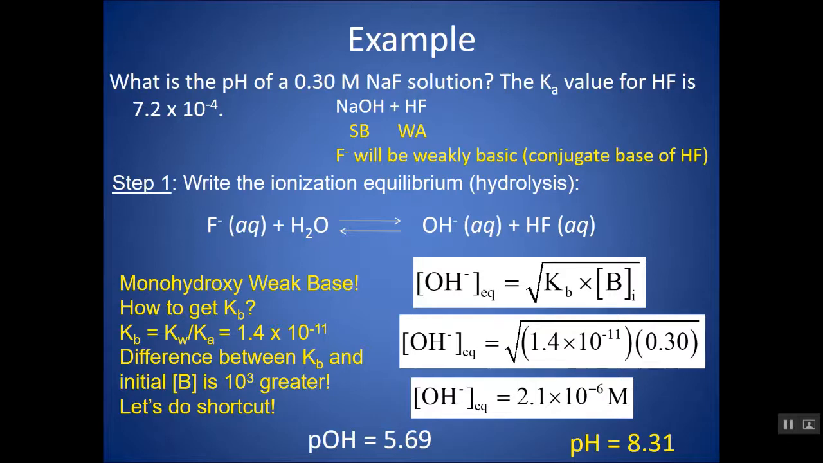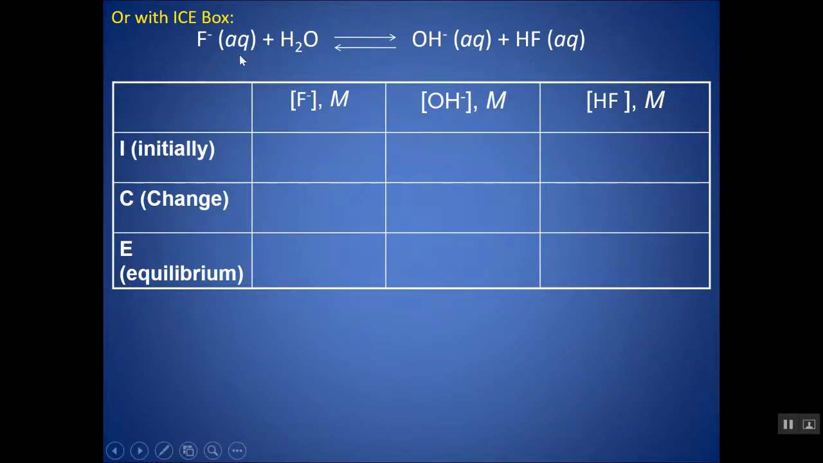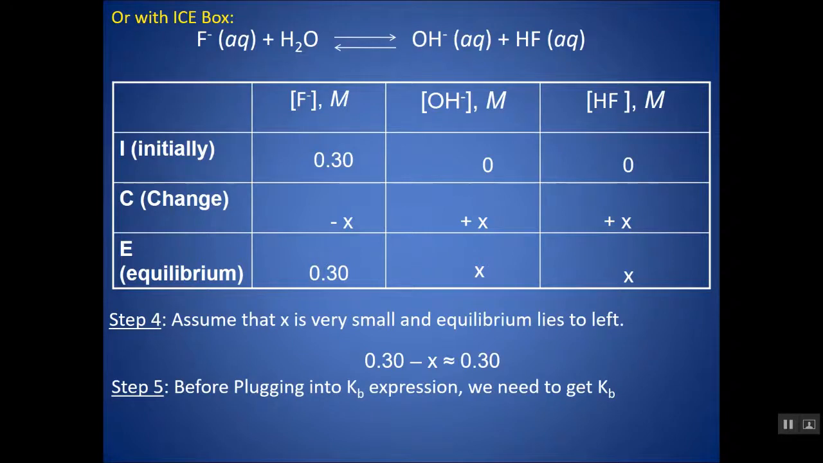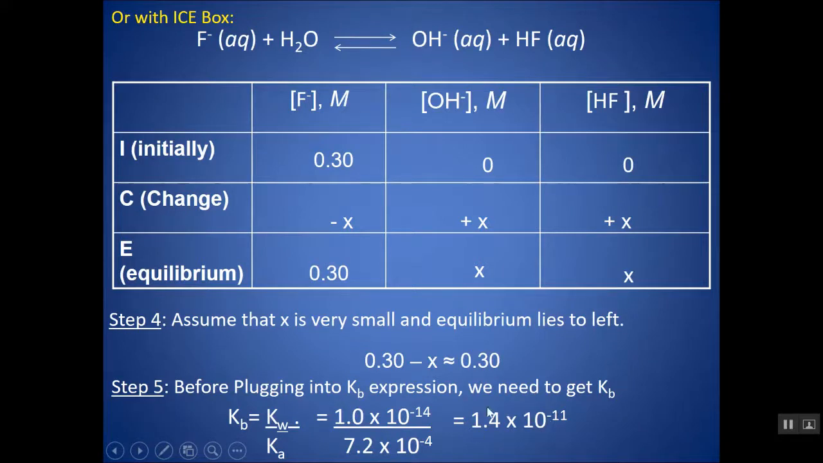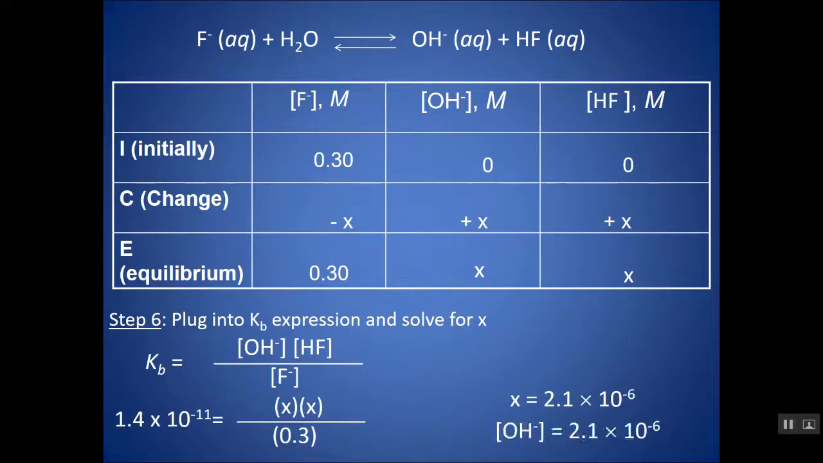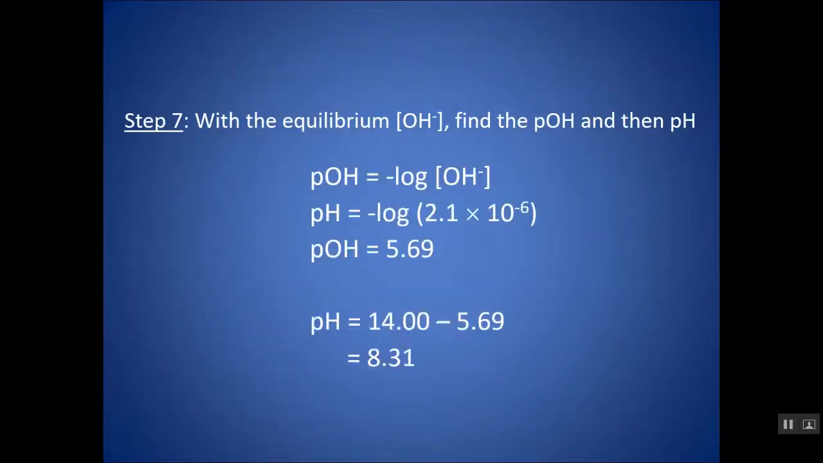And there's my problem. If you wanted to, you could have done this with an ICE box instead. So here's my equation. I don't need the water because it's not in my equilibrium expression. Put my initials, put in my changes. I can assume that due to my 5% rule, which we said would apply, x is going to be so much smaller than 0.3 that this is just 0.3 minus x and x. And again, if you need more help with this type of problem, go back to my other videos. Now I can plug into Kb. Make sure you've converted your Ka into Kb because this is a base problem. And if I plug in, I get the same answer as before for my OH-.